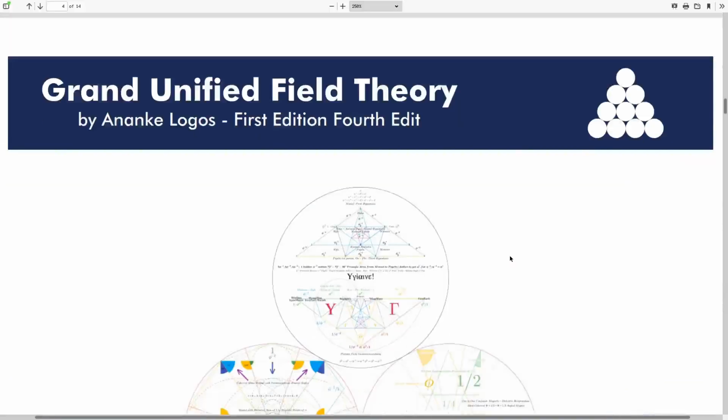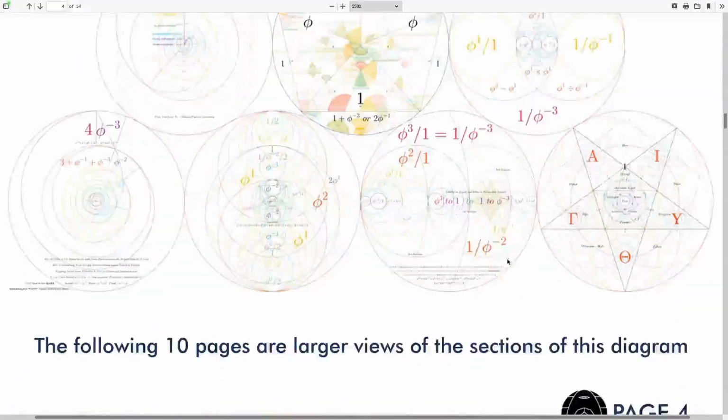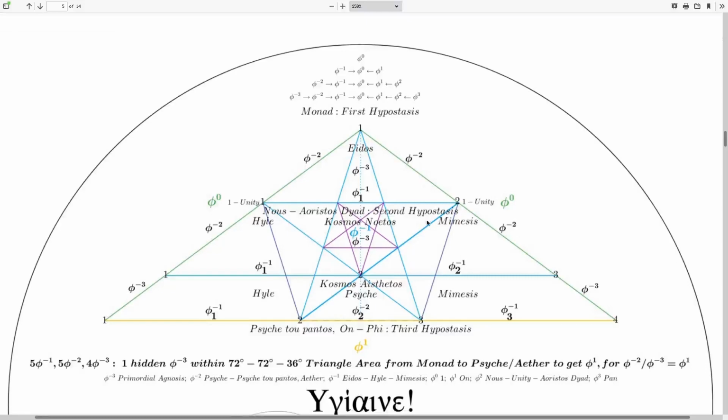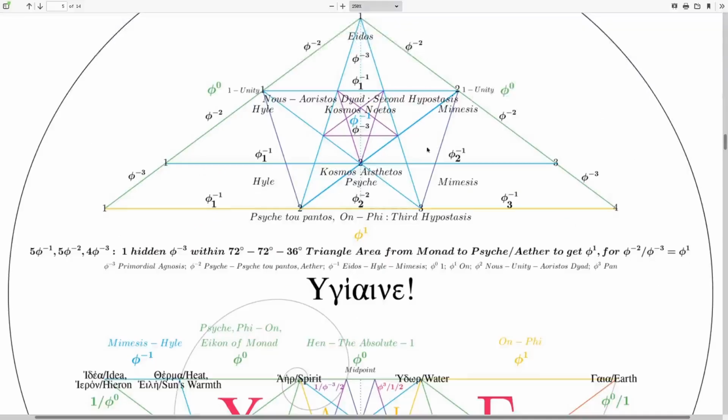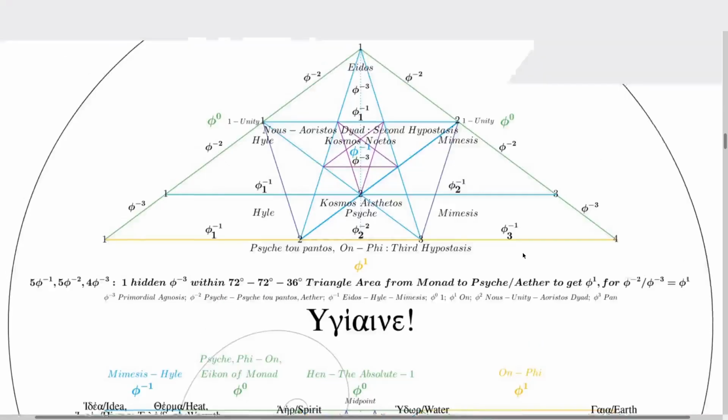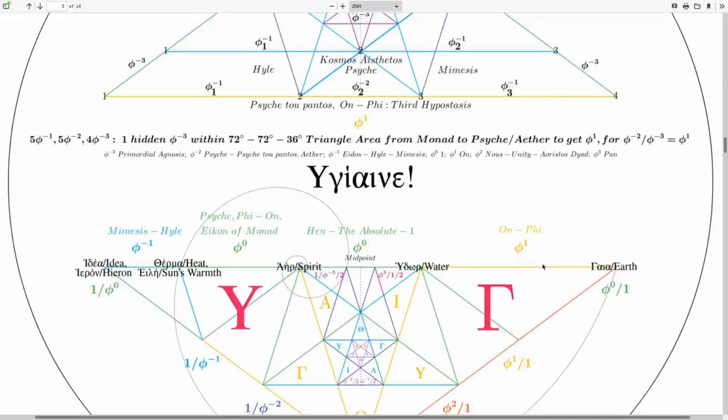There's some things that I have in here that I didn't have in other stuff, like this part, and adding cosmos noitos, cosmos aesthetos in the Pythagorean tetrad, or the tetractys. I'm not sure if I said that right, but whatever.